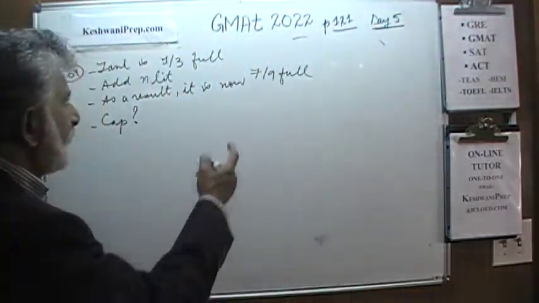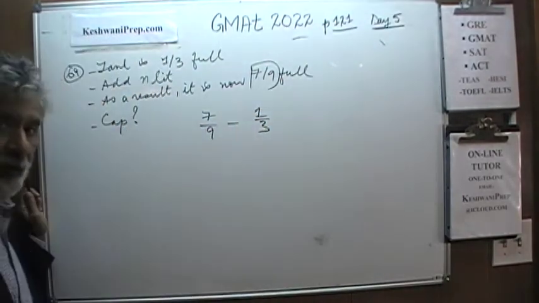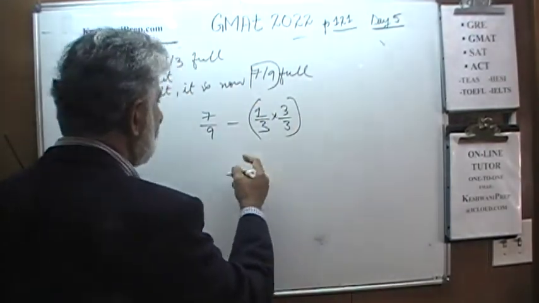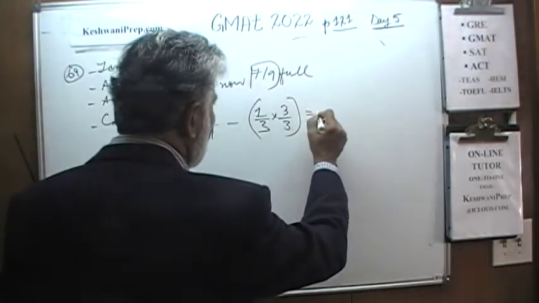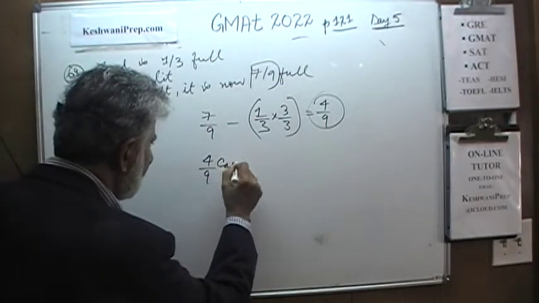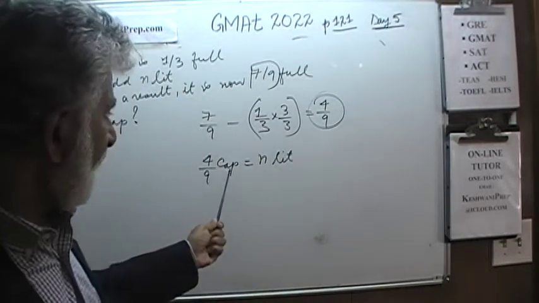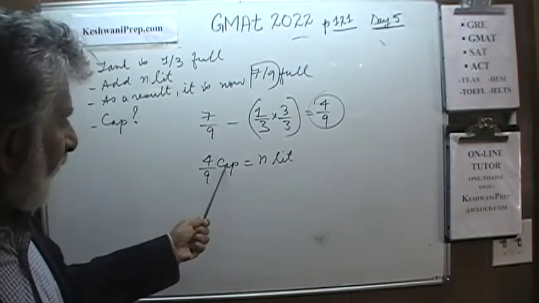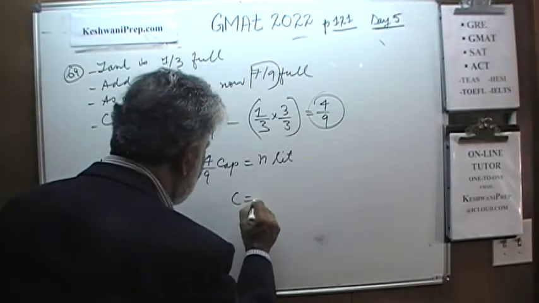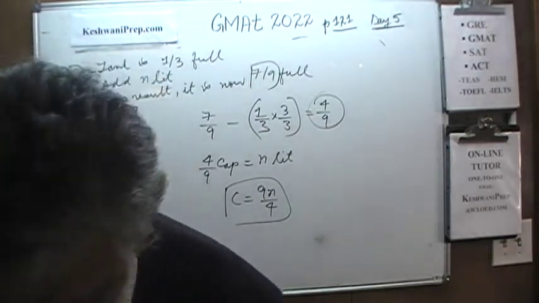So let's find out what happened. It is now 7/9 full, but in the beginning it was only 1/3 full. So how much did we fill it up? Let's find out, shall we? Let's multiply top and bottom by 3. 7 minus 3 is 4, so this is 4/9. Which means 4/9 of the capacity of the tank must equal n liters. And all they want is the capacity expressed in terms of n. Capacity is simply going to be, bring the 9 to the top and the 4 down, that's all. Capacity is simply 9 times n over 4. That was number 69.